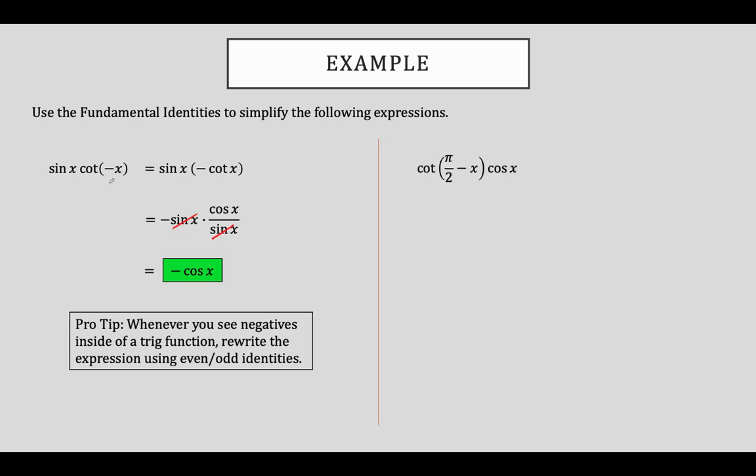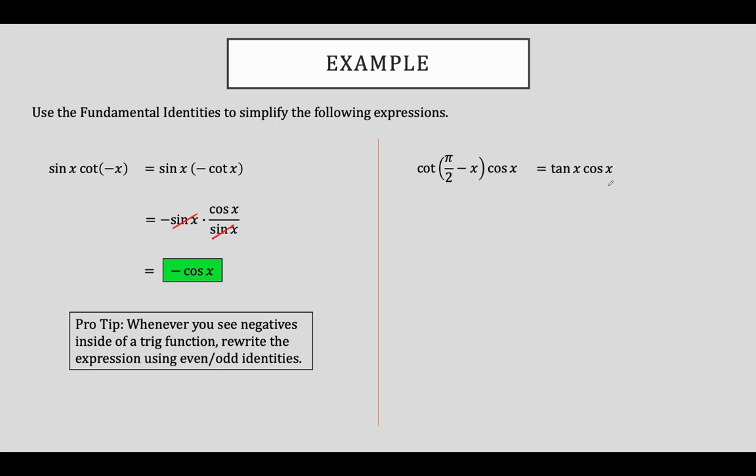Next one, the cotangent of pi over 2 minus x times the cosine of x. Well, as we mentioned before in the previous video, anytime we see a pi over 2 minus x inside of a trig function, we want to use our cofunction identities. To simplify this, all we have to do is rewrite it as the cofunction. Here we have cotangent. To get the cofunction of cotangent, I get rid of the co in front. If I take away co from cotangent, I'm left with tangent. That means the cotangent of pi over 2 minus x is equal to the tangent of x.